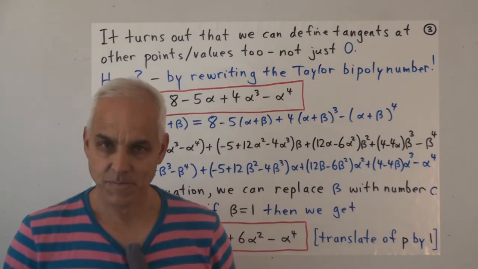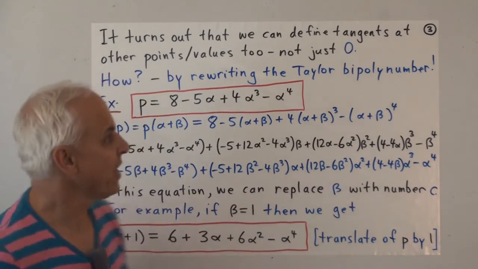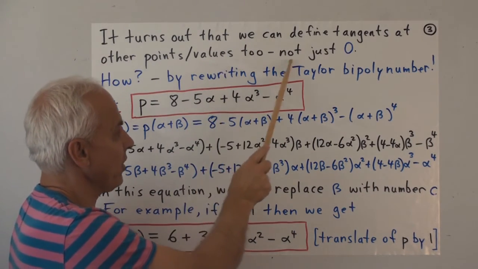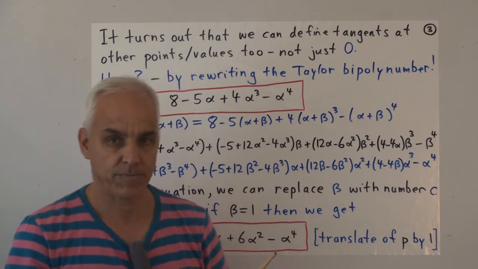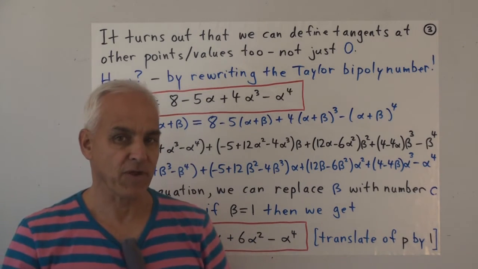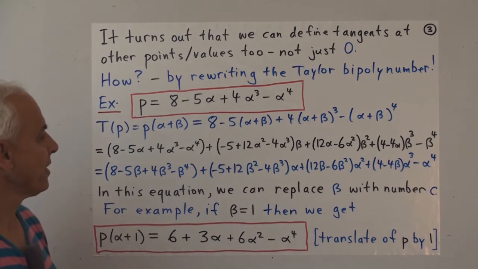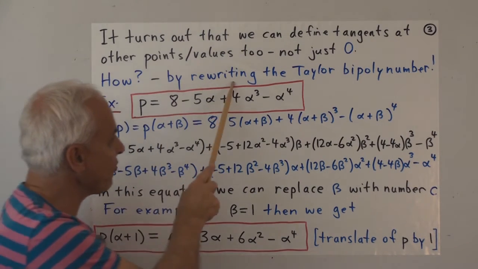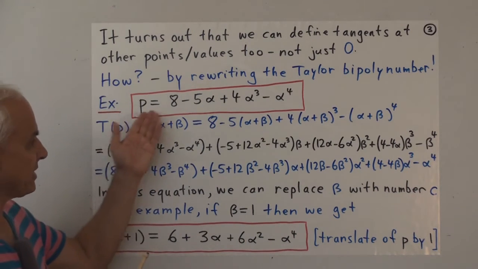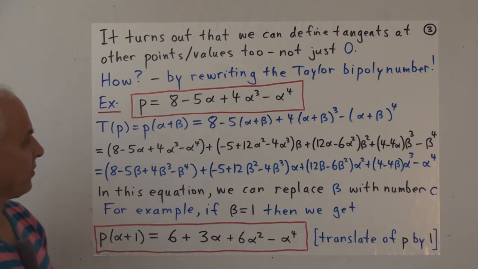So it turns out that we can define tangents at other points or values too, not just 0. That's going to be a very useful thing for us to do. So how are we going to do that? We're going to do that by rewriting the Taylor bi-Pauli number. Let's stick with this example here that's quite familiar to us.